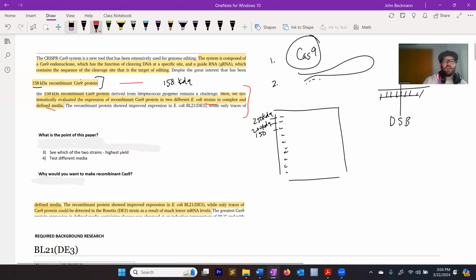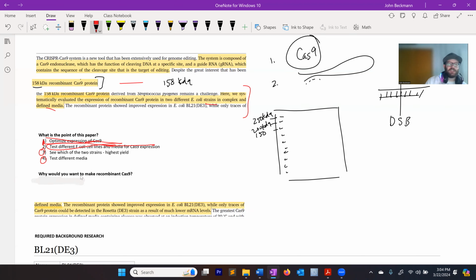Let me see what I put. Optimize the expression of Cas9, test different E. coli strains and media. So you guys said exactly what I said. So we're all on the same page. Essentially the gist of the paper is these 2 points.